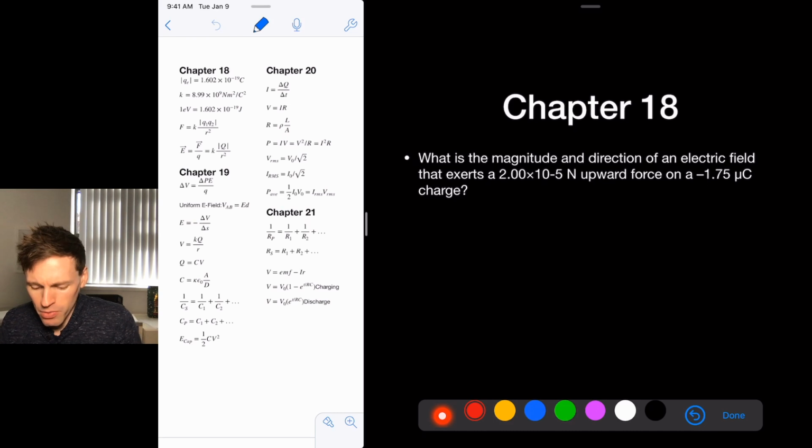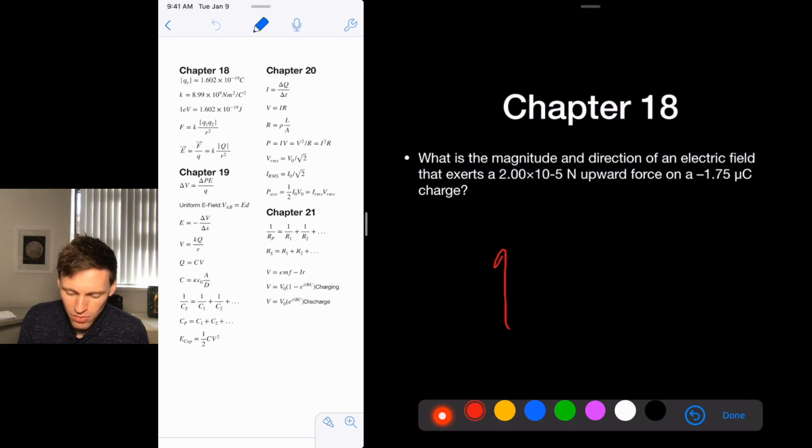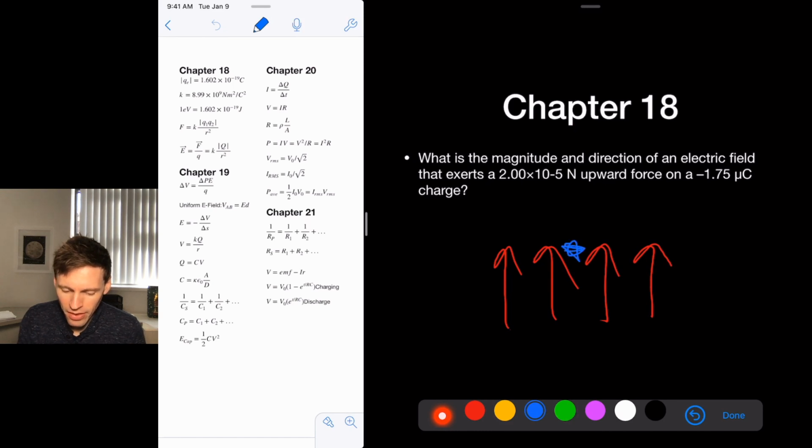What is the magnitude and direction of an electric field that exerts 2 times 10 to the minus 5 newtons upwards, an upward force, on a negative 1.75 microcoulomb charge? Okay, so you've got an electric field pushing up somewhere, and then you put a charge in there, and the charge experiences a force of 2 times 10 to the minus 5th newtons. And the question is, what is the magnitude and direction of the electric field?